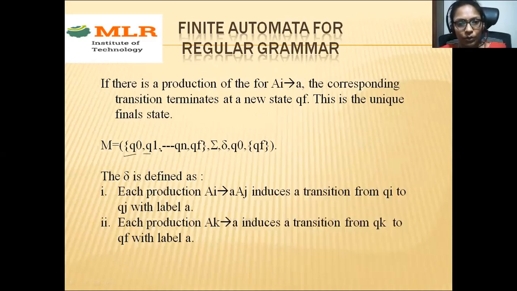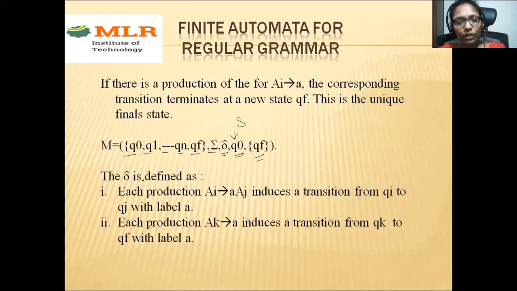The final constructed DFA will be in this form: Q0, Q1, and so on up to Qn. After this Qn, you add one more state, the final state Qf. The terminals are the same: whatever terminals you get in G will be copied here. Delta comes from the production rules, Q0 is the initial state which is the same as S in G, and Qf. So here we will have only one final state, the newly created state Qf.